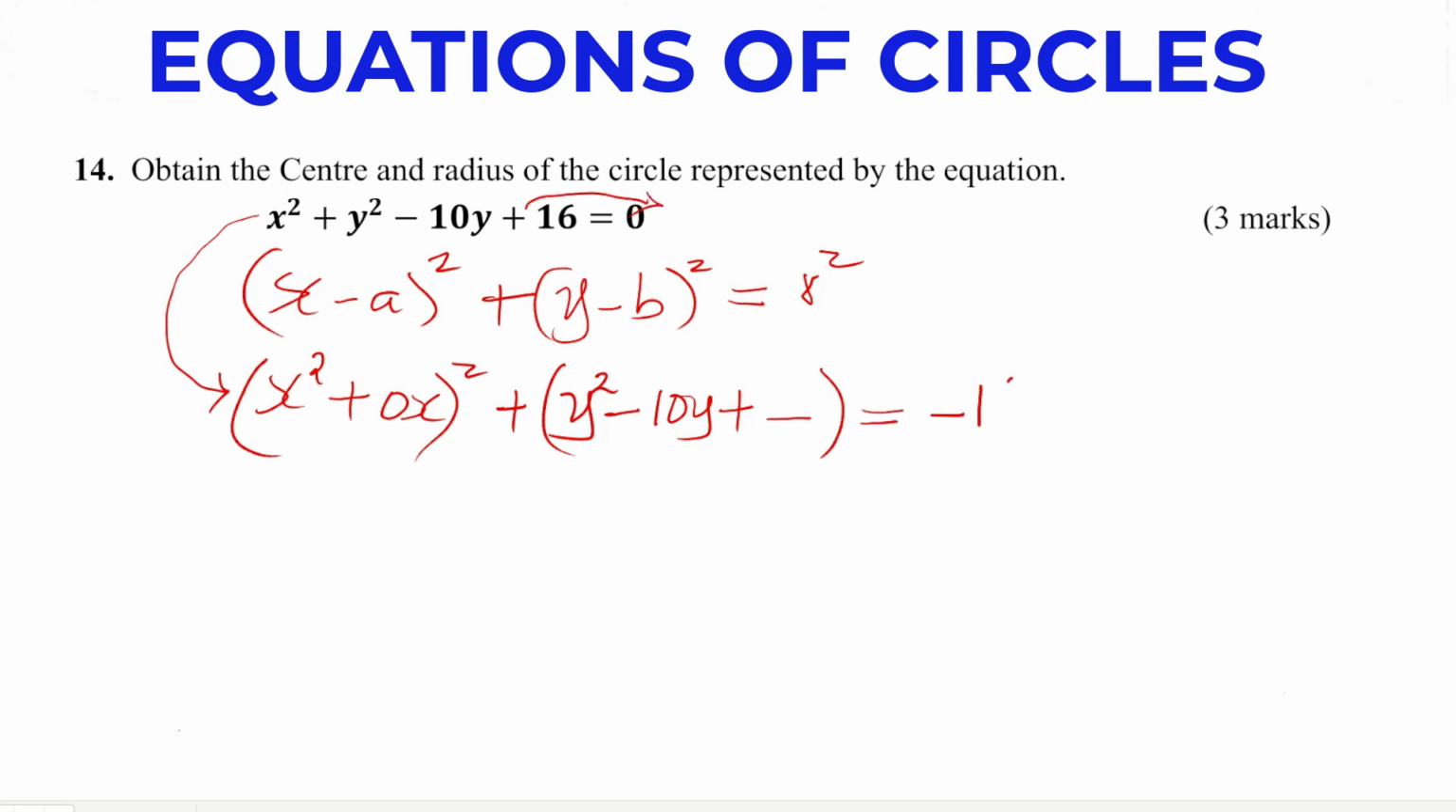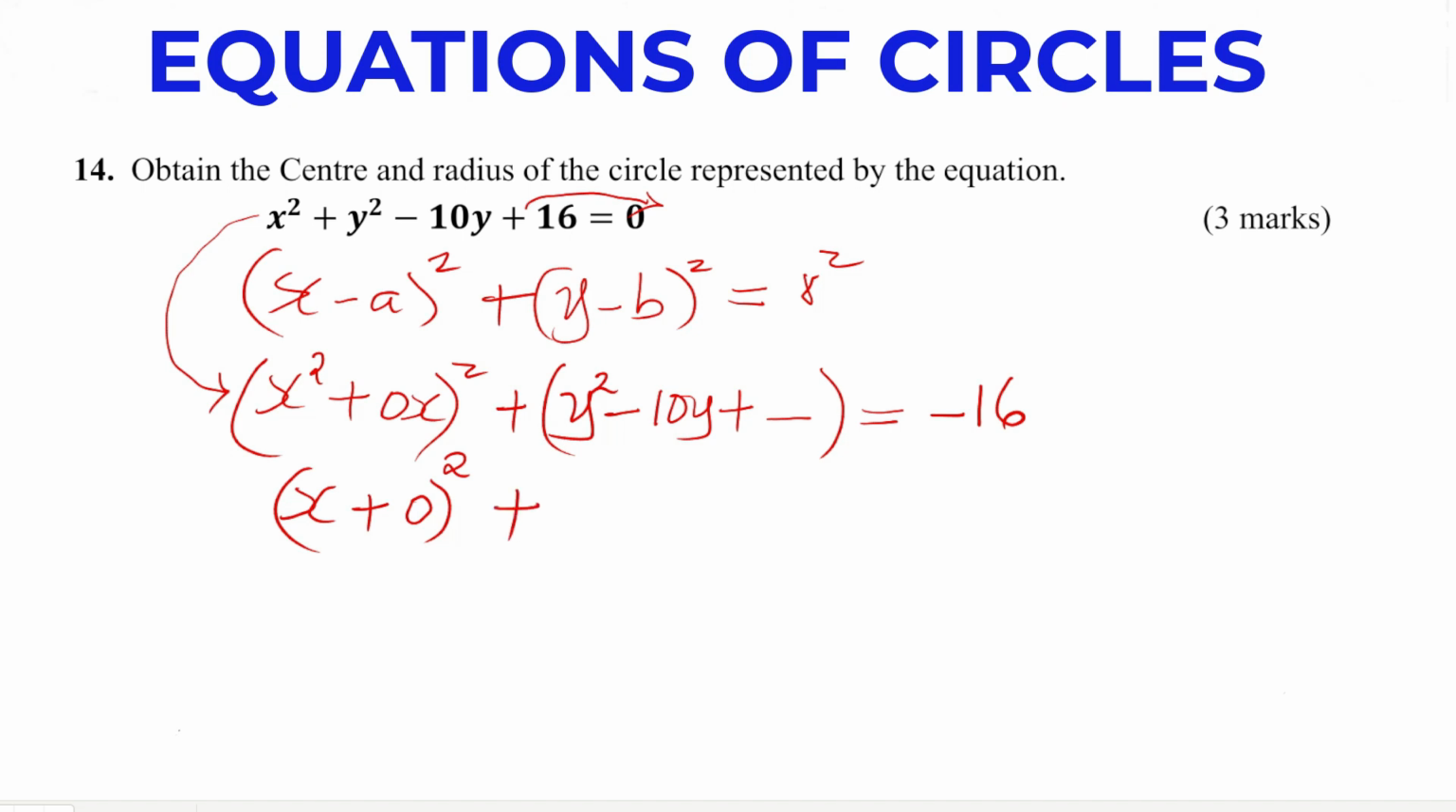So for the first part, x squared plus 0x, because we don't have any other term, when you complete it, we'll simply get (x plus 0) squared. That is what you get when you complete it, and that is what will give x squared.